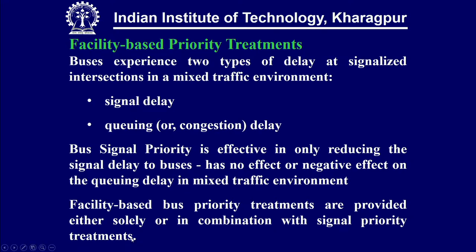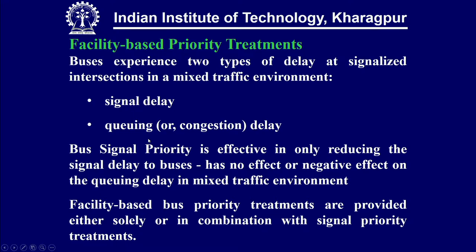Coming to facility based priority. Whatever we discussed till now, all these strategies reduce the signal delay. That means the bus is reaching, theoretically, up to the stop line, but then there is a red at or near the stop line, and you are trying to see how you can quickly pass the bus. Or it is approaching the stop line and it is green, so how can you extend it and pass it. So, it is basically the signal delay.